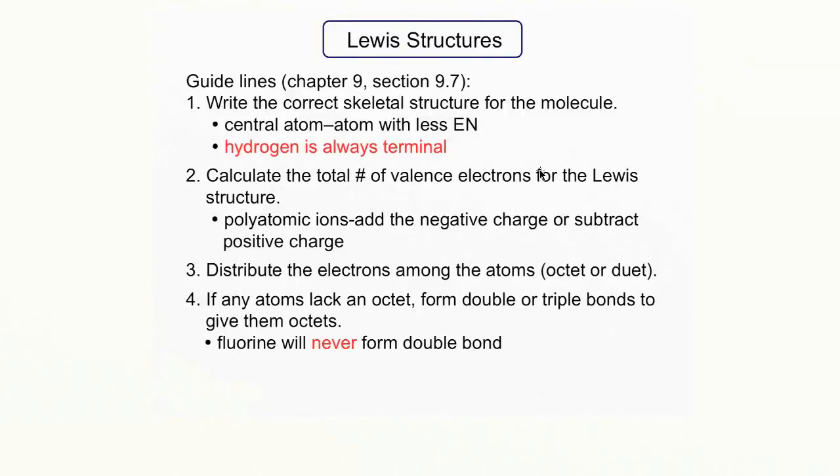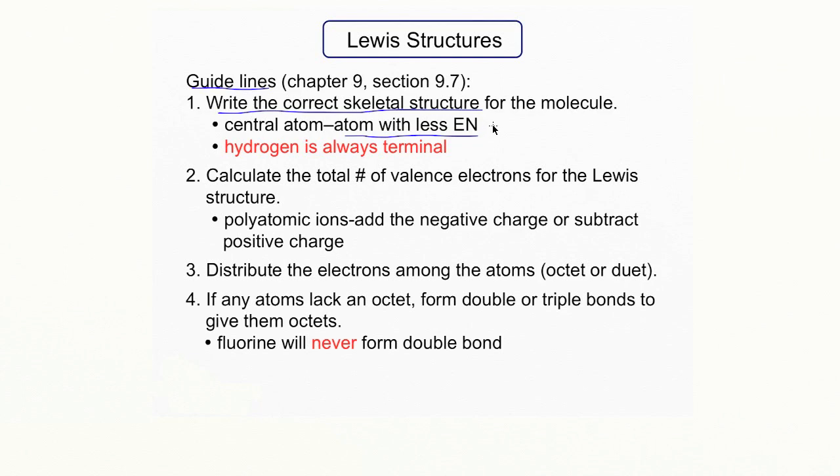Alright folks, in this video we're gonna review Lewis structures for covalent compounds. Here are the guidelines for us to do this work. First, we need to write the correct skeletal structure for the molecules. And two things I need you to remember. The first one is the central atom should be the atom with less electronegativity.